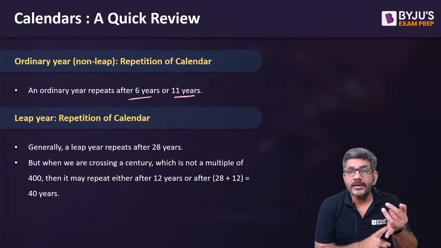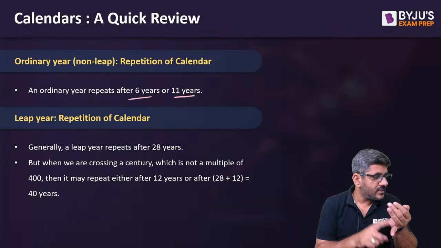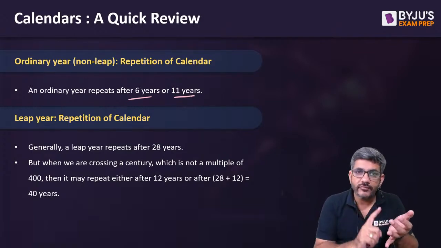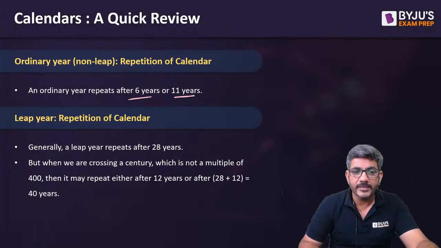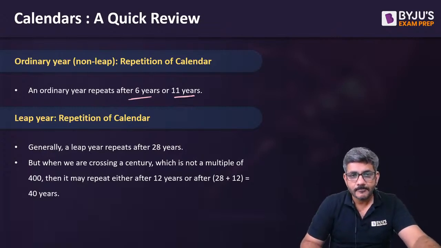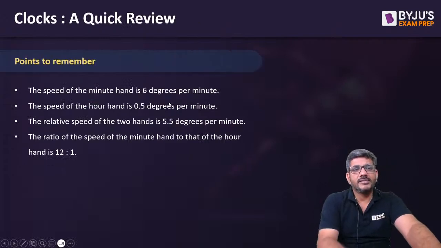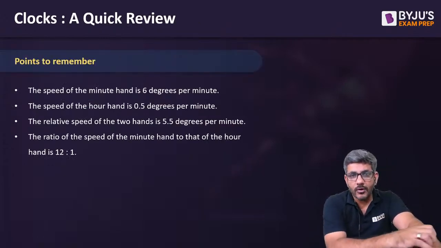Calendar of a normal year can repeat in 6 or 11 years. Calendar of a leap year will repeat in 12 years, 28 years, or 40 years. These are the three possibilities for that. I'm sure you all understood my point here. I'll move ahead now. Next, we'll talk about clocks for a moment.